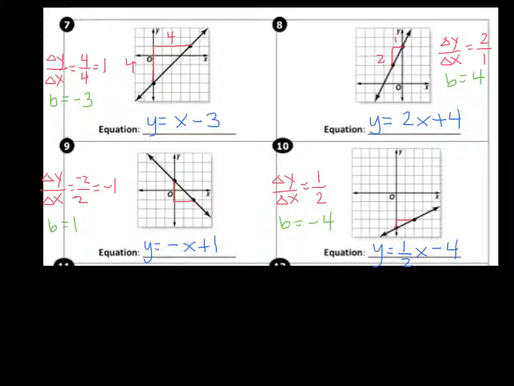For 8, I rise 2, run 1. My slope was 2. My y-intercept is 4, so y equals 2x plus 4. For number 10, I only went up 1, and I ran 2. So 1 over 2, or a half, was my slope. My y-intercept was negative 4, so y equals half x minus 4.